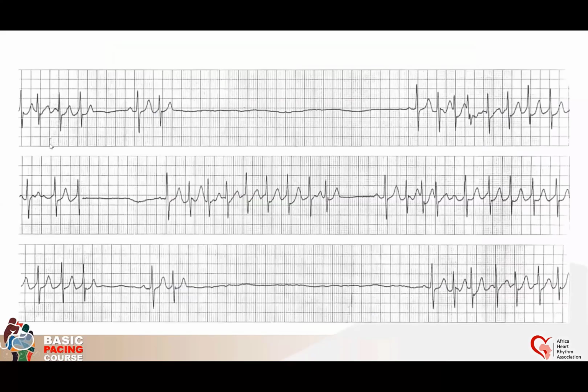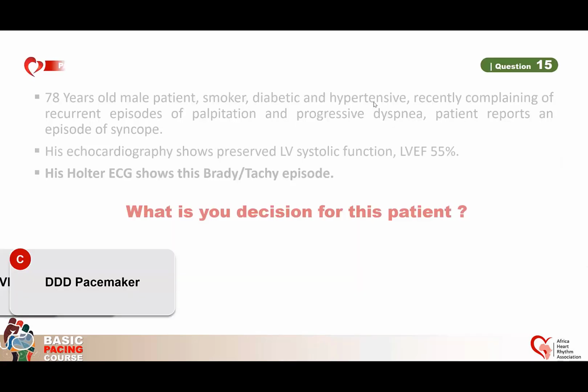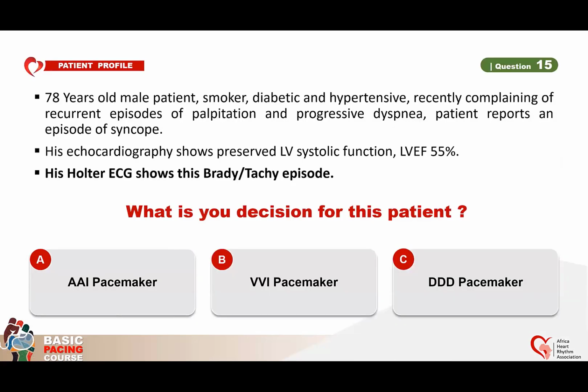Like this strip of Holter for a patient also complaining of recurrent episodes of syncope, dyspnea, tachycardia, palpitation. And as you can see, there are runs of atrial fibrillation and long pauses. So the scenario is for a bradytachy episode. And the question is, what would be our decision for this patient? He is symptomatic, so symptoms are related to his bradycardia and tachycardia. What would you go for?